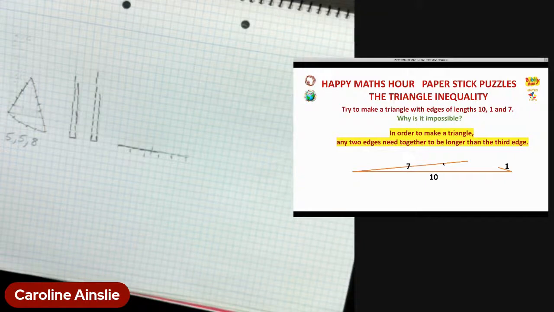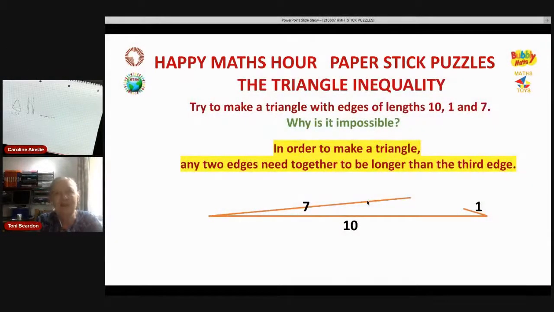Exactly, and that's why it's called an inequality. Take any 2, and together they've got to be longer than the 3rd one. You can put that into a formula, but we're not going to have formulae. We're just talking about the maths here. The formula's very nice because it gives you a general result, but not for today. So we can see why it's impossible for some sets of 3 numbers. But if you've got your paper sticks, you can try making triangles and you can see which triples of numbers actually work and which don't.